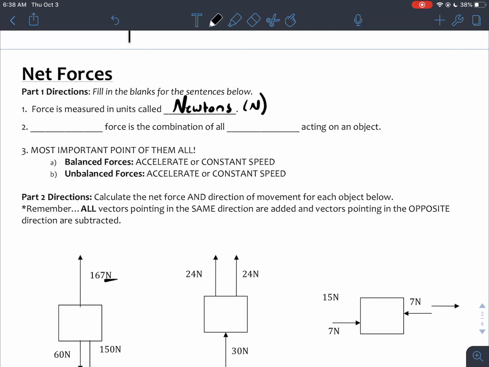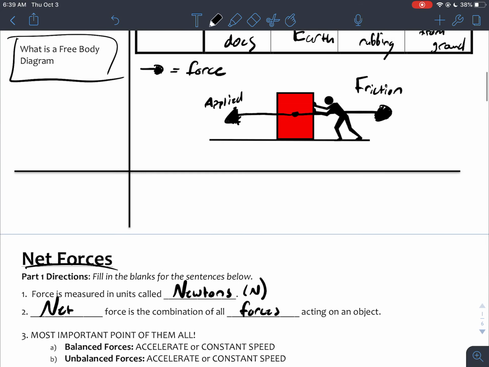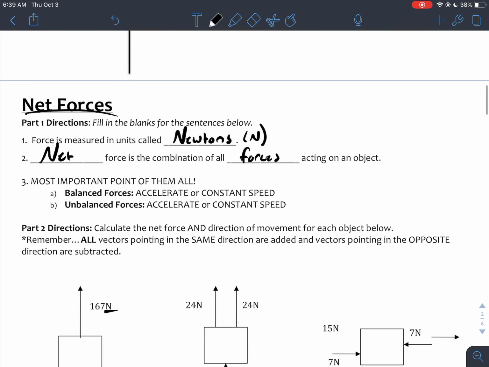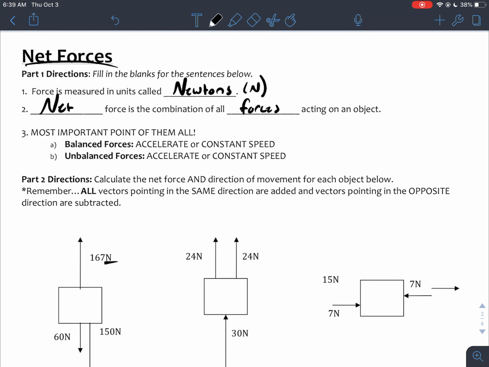Finally, this is important. We are talking about the net force, and that's the combination of all forces acting on an object. Our little box friend right here, there's a net force because there's force acting to the left, and there's some force of friction acting to the right. Net force, you have to consider all forces. Finally, right here, the most important point of them all is, how does this impact motion?